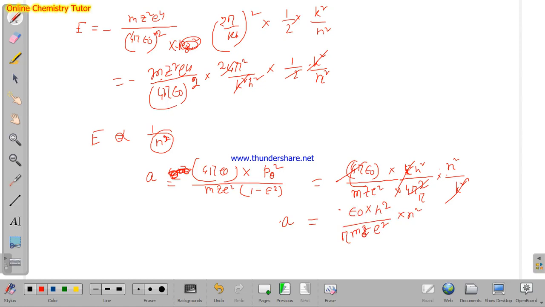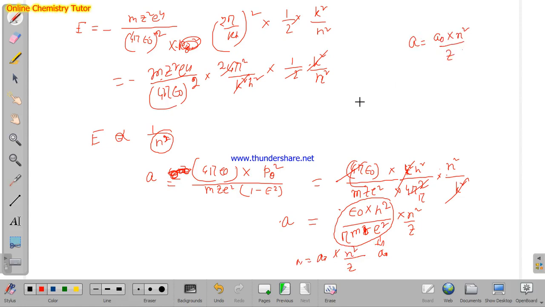Now here z is not constant, z varies, and all the other values are constant, so we write this as a0. So a equal to a0 into n square by z. The value of a that we have got is a equal to a0 into n square by z.